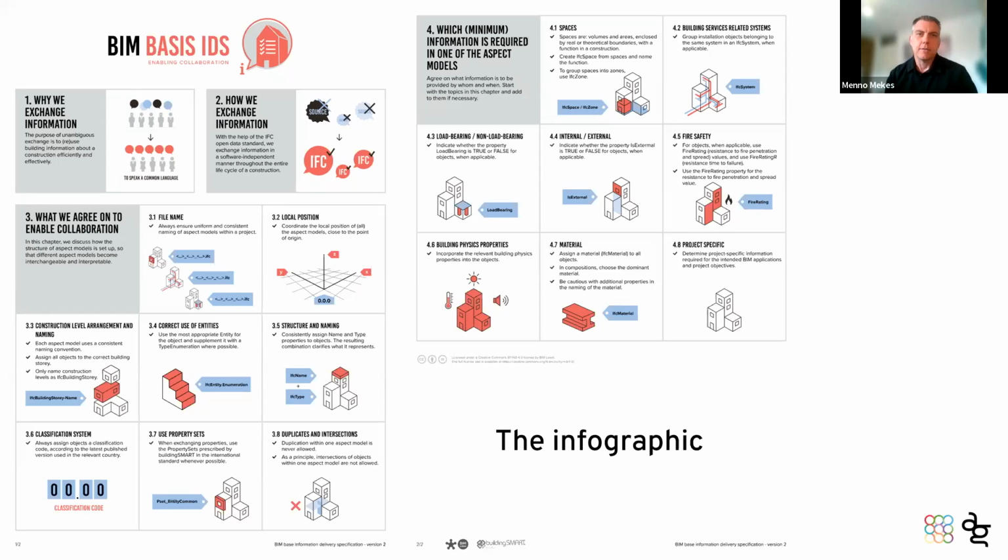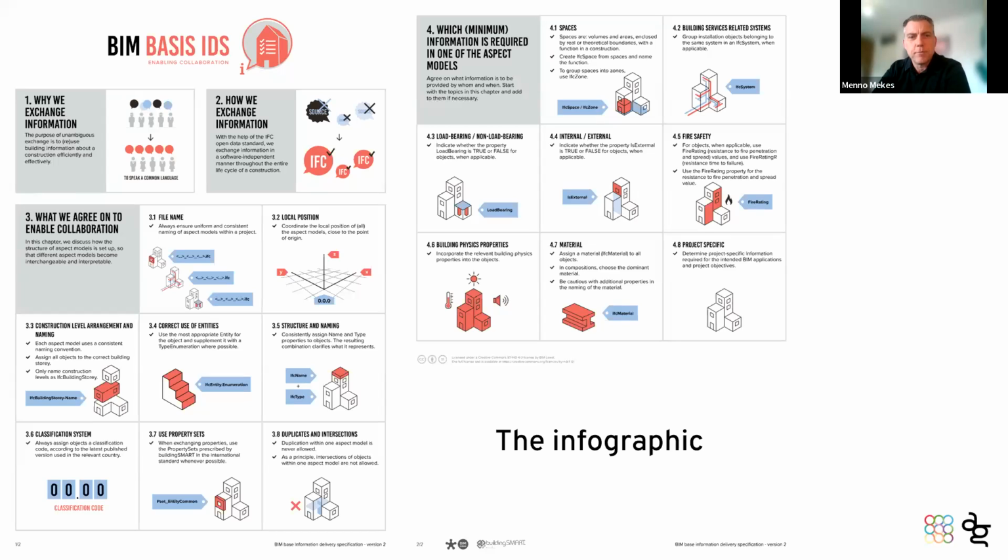Same for load bearing, which is something you will probably only find important in structural models. So those are the differences between chapters 3 and 4, but together they are what we really want to see in the aggregated BIM model.